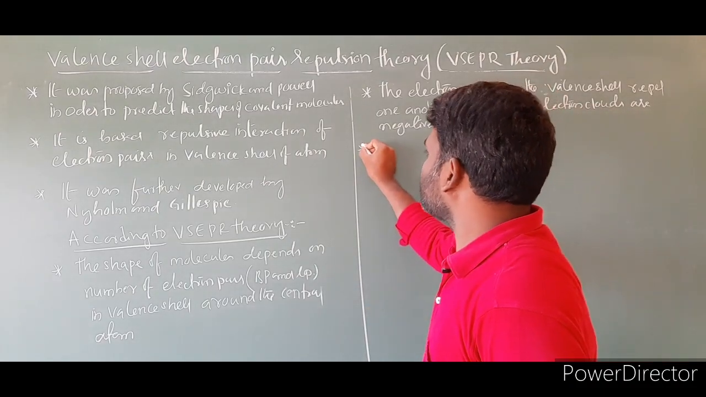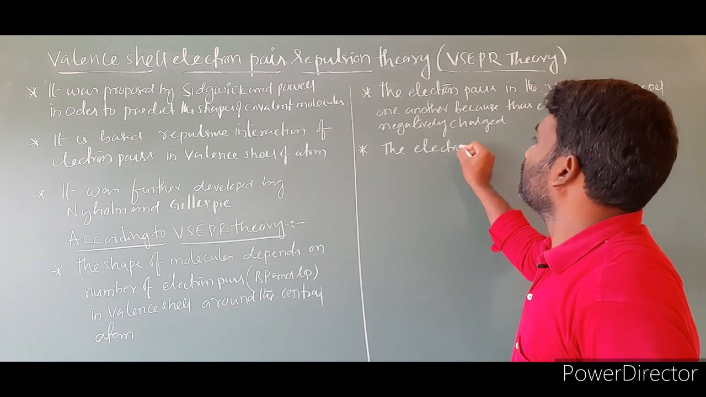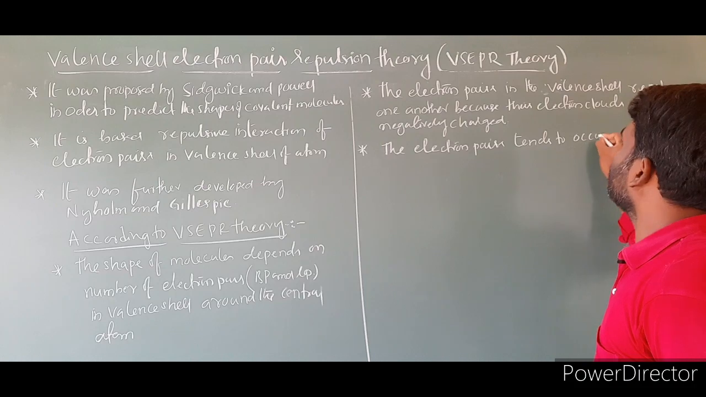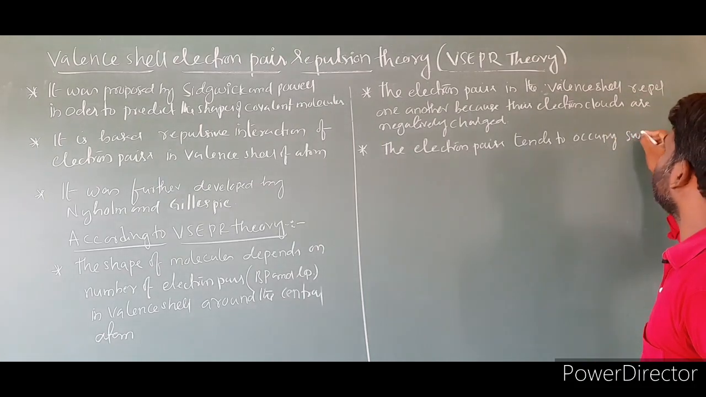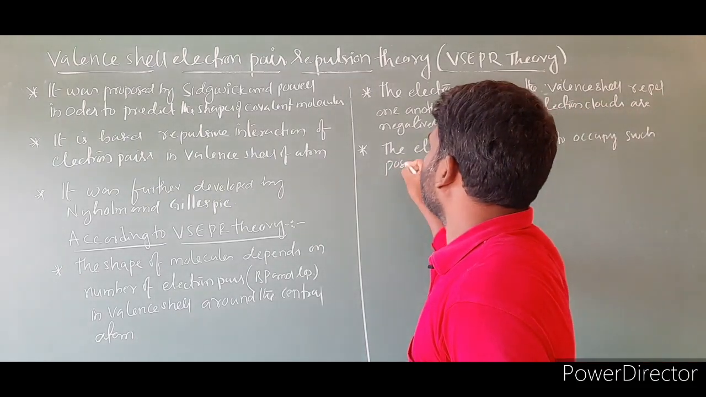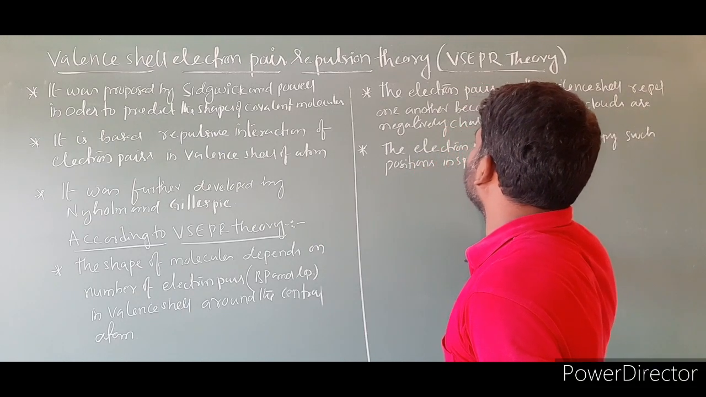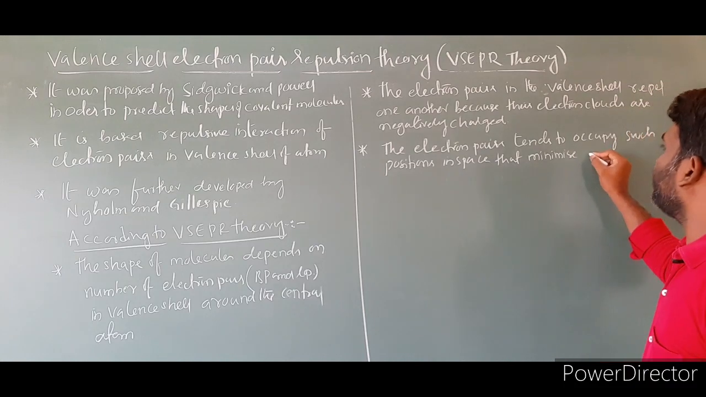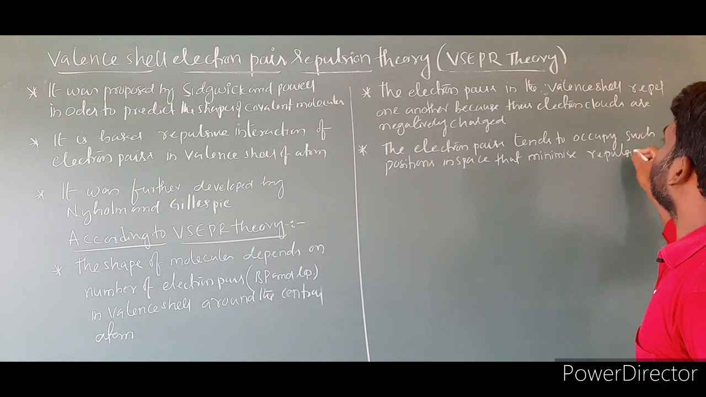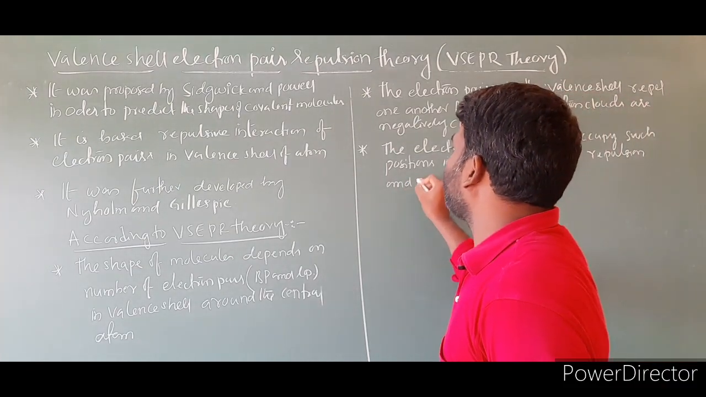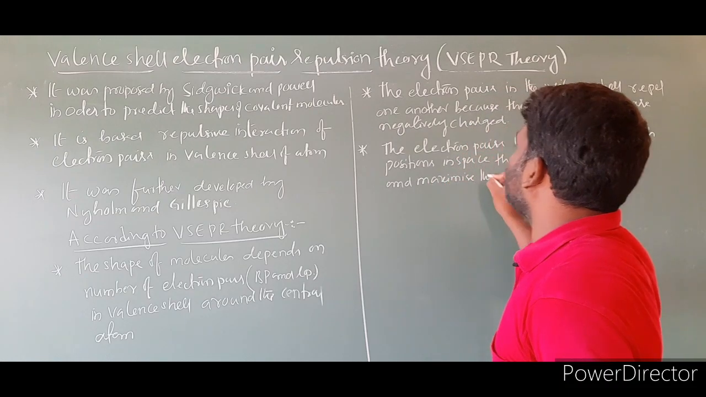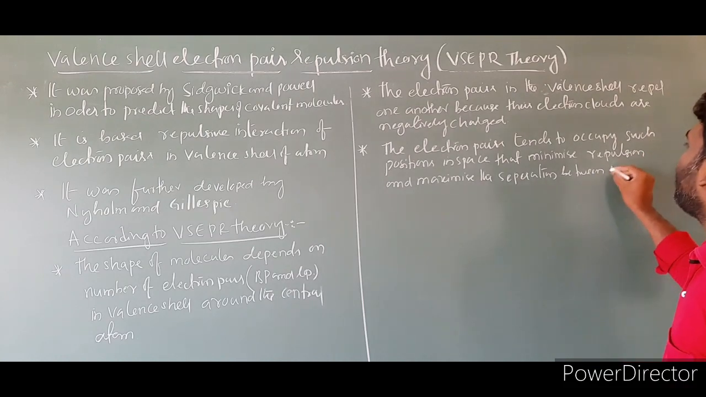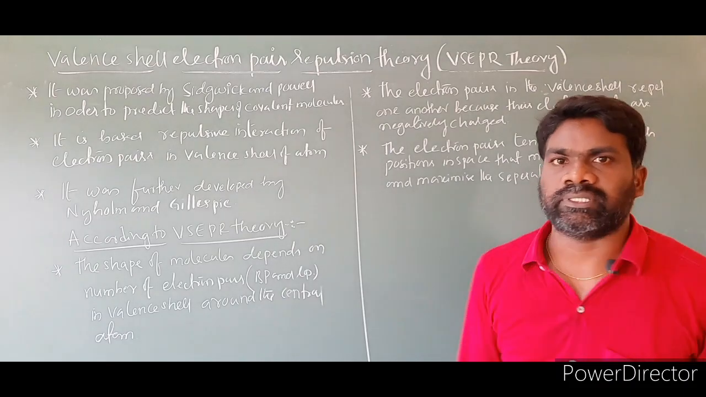And another point is the electron pairs tend to occupy such positions in space that minimize repulsion and maximize the separation between atoms. Maximize the separation between the atoms. This is another point.